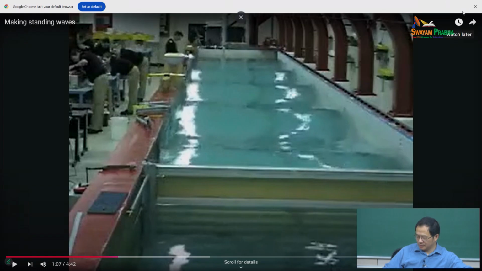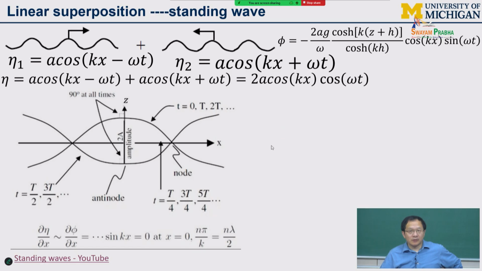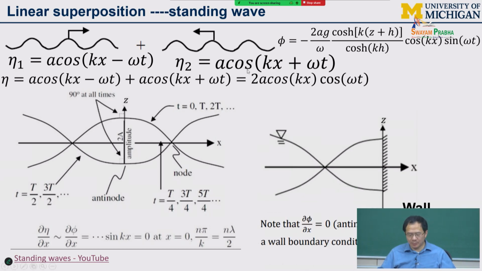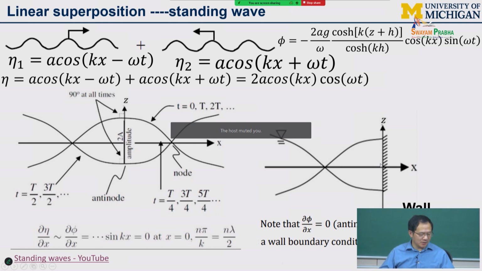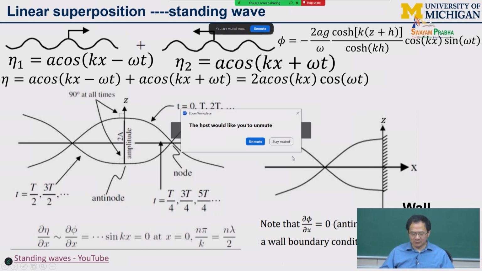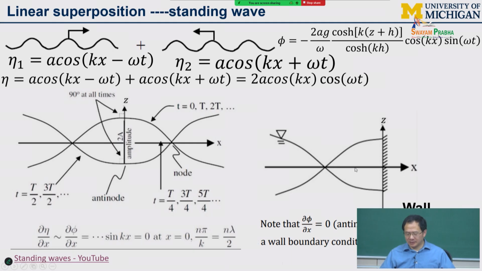Okay, that is the concept of a standing wave. And with a standing wave, the wave amplitude can be doubled. One way to generate a standing wave is with a hard wall reflection, and in that case you get a standing wave, right?